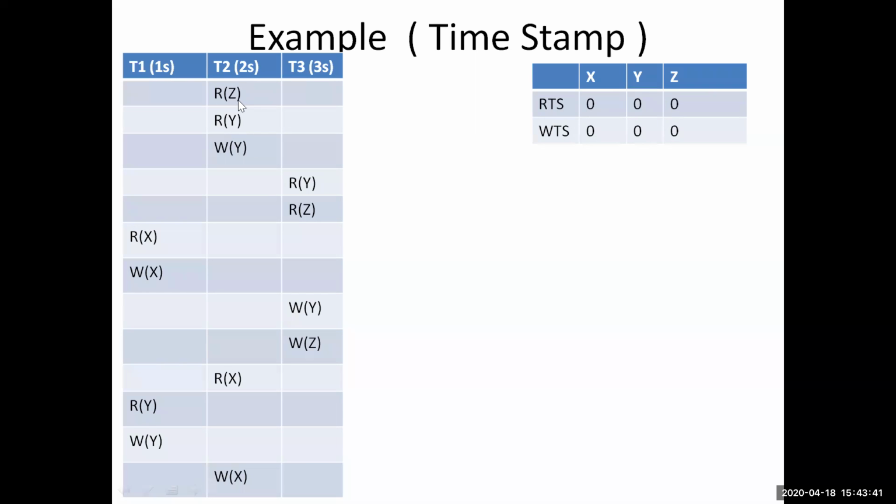For this read of Z, I need to check the write condition. That is, is the write timestamp of Z greater than the timestamp of that particular transaction? Initially it is 0. Is it greater than the timestamp value of T2, which is 2? The condition fails.